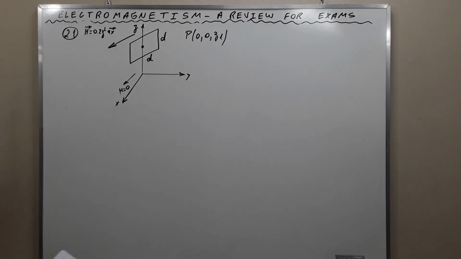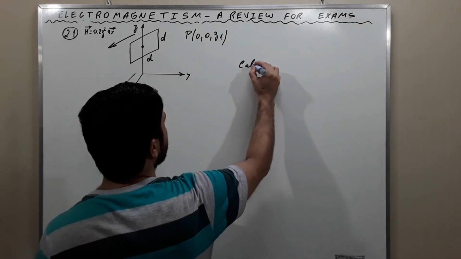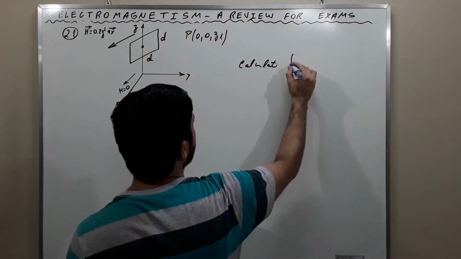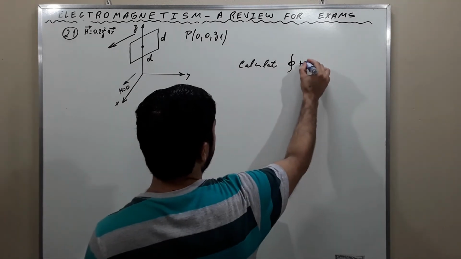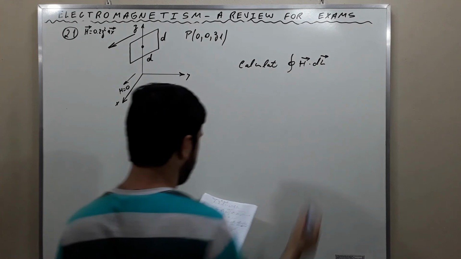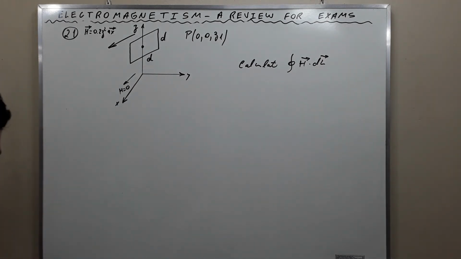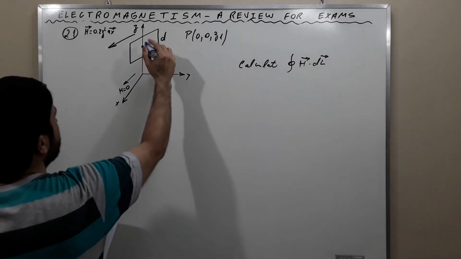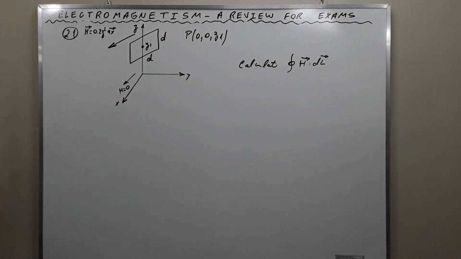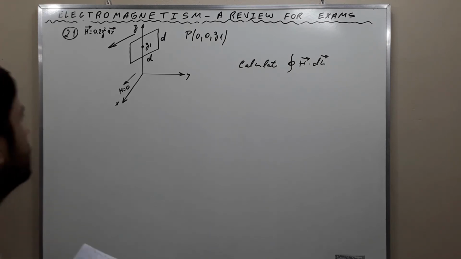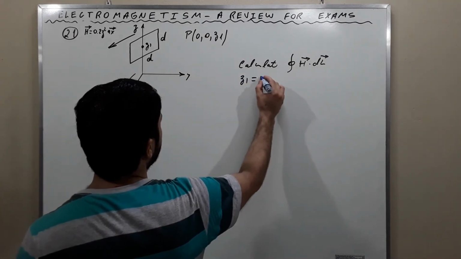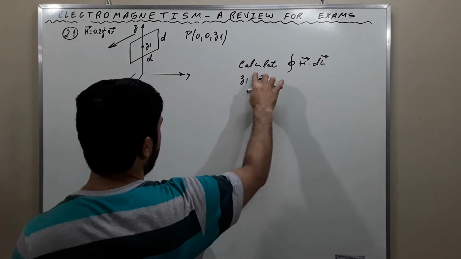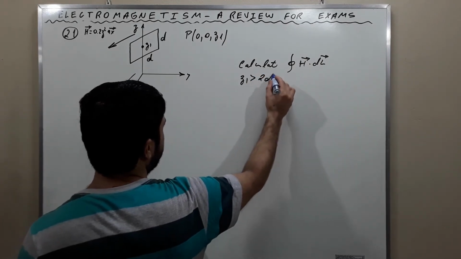Calculate the line integral of H dot dl for a square path with sides centered at 0, 0 and z1 in the y equal to 0 plane, where z1 is greater than 2 times d.